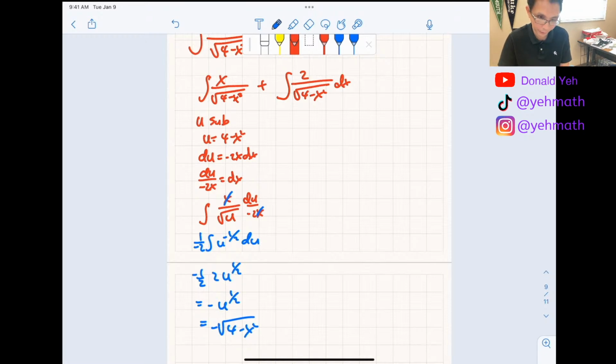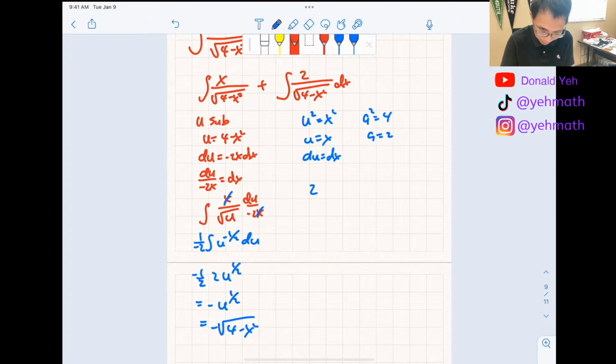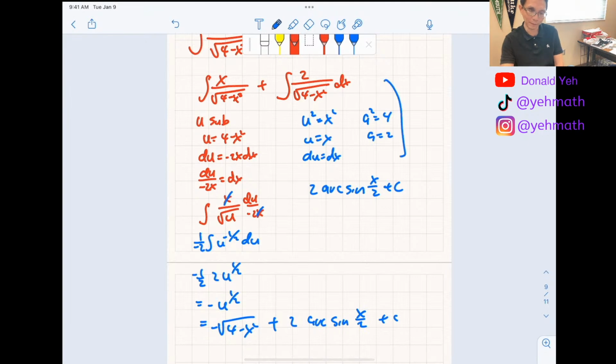I should take two separate integrals. So now I'm going to add, this one's just 2. That can be u squared equals x squared, u equals x, du equals dx, which is fine. a squared is equal to 4, a is equal to 2, which is fine. You can take the 2 out. This one's arc sine of x over 2 plus c. So it's going to be plus 2 arc sine of x over 2 plus c. Because this one is just the inverse, right? This one is the normal u sub.